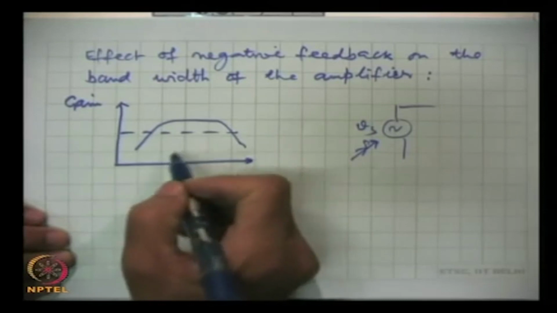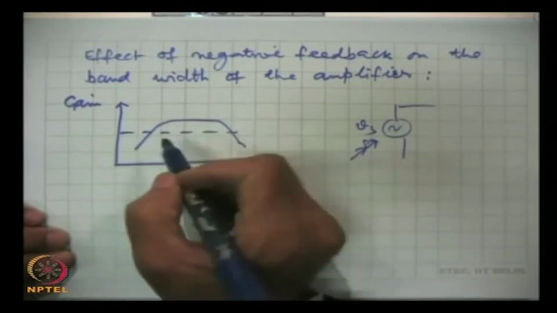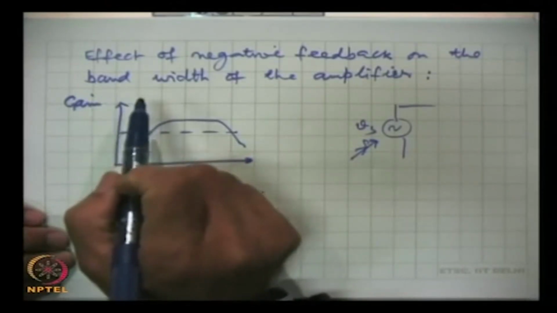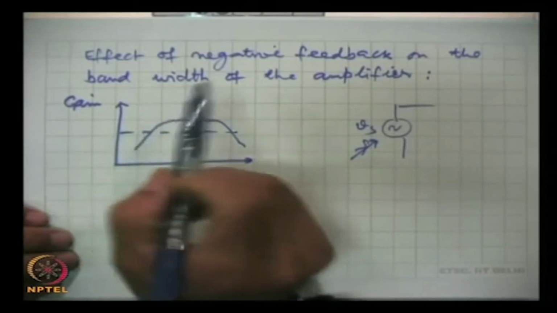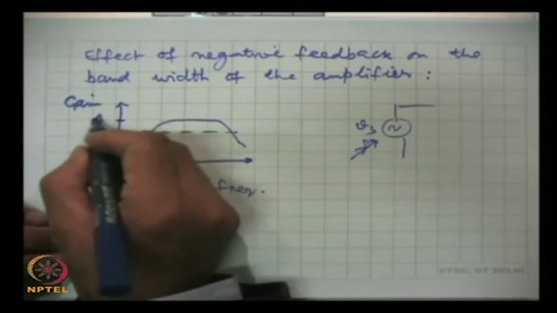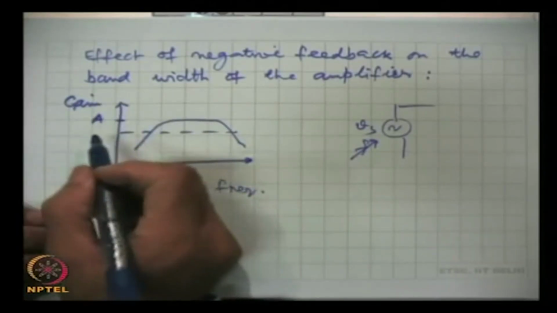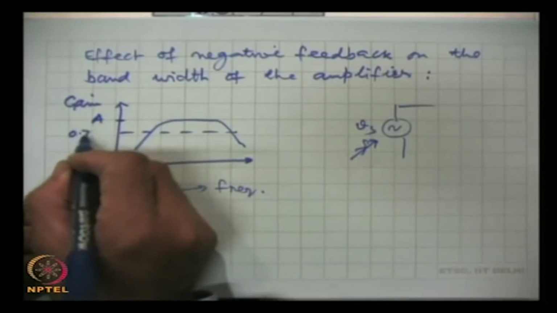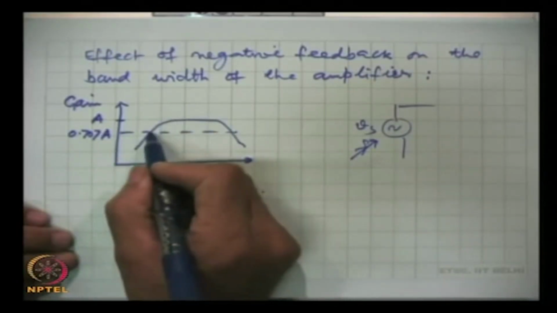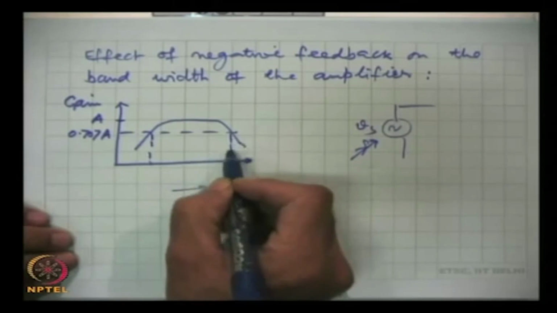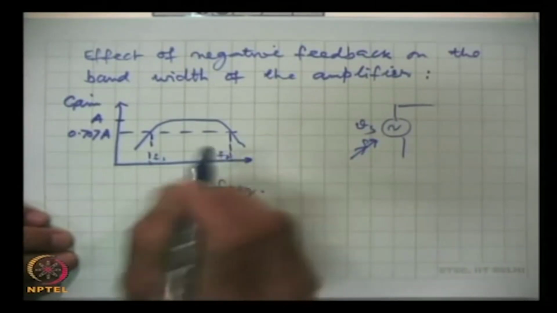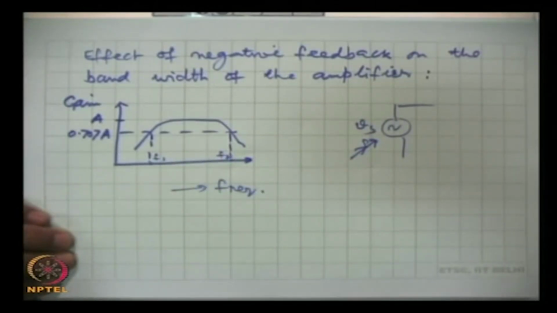I will come to this in greater details later, but at the moment our objective is to study the impact of negative feedback on the bandwidth. So, if here the gain is taken as A, we take 70.7%, that is 0.707 of the gain, we draw a line, and this line cuts at 2 points, here and here. This is F1 and this is F2. These are two cutoff frequencies.